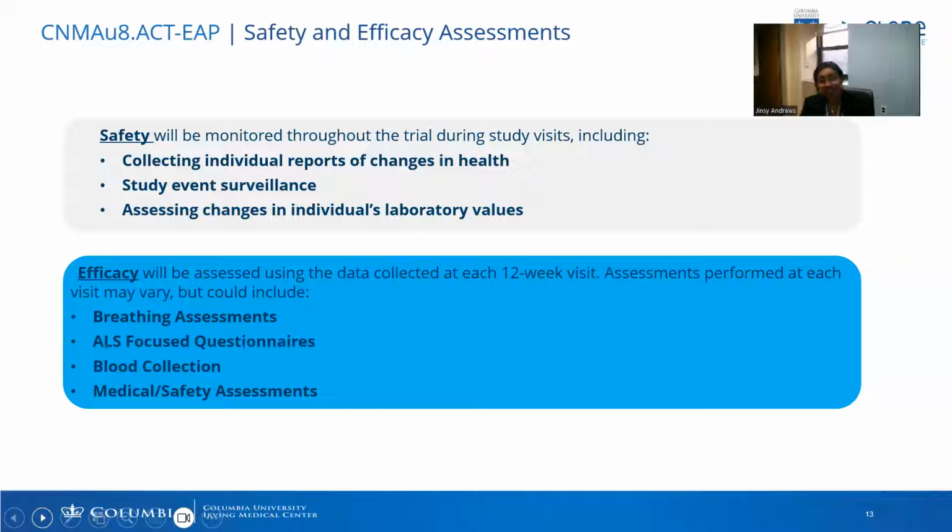For efficacy, typically in an expanded access program, you just provide the drug and you just provide clinical care. But because this is a blend of both access and research, we will be collecting breathing assessments. There will be ALS-focused questionnaires. There will be blood collections and medical and safety assessments. So this is a little bit more, and it's to answer some of the questions that are laid out within the grant application.